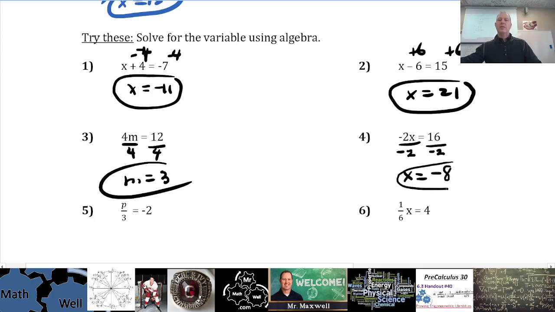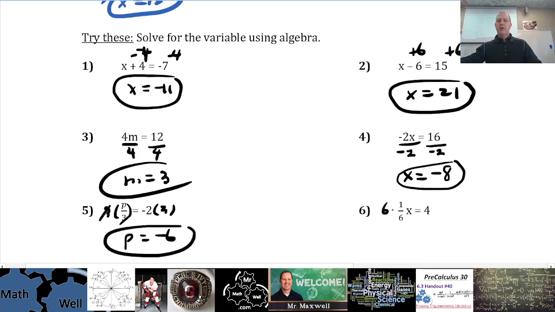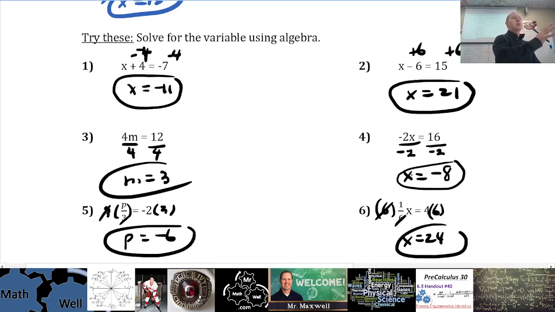I'm not sure how you did with that one, but if you got that, great. 3 times, both sides. The 3's cancel out. P is negative 6 here. And finally, multiply by 6 as well, both sides. The 6 and 1/6 multiply to a 1. x equals 24. Okay? And you can check those as well. I should check my work as well. Yeah, looks good. Anybody else? Got any questions about that?